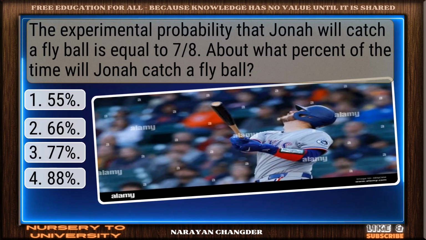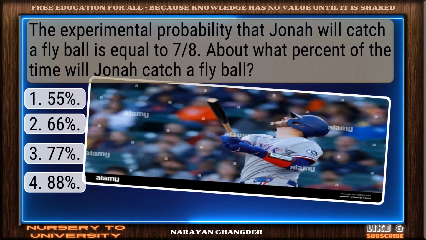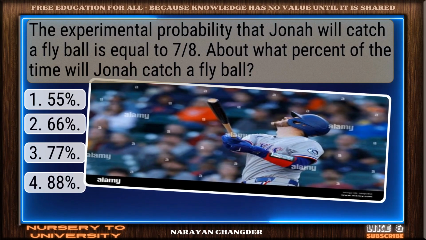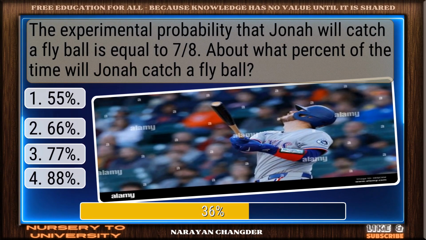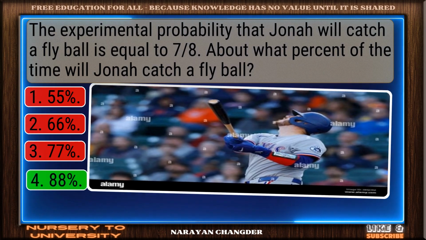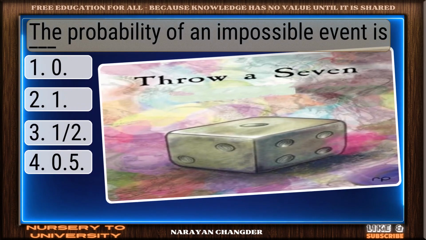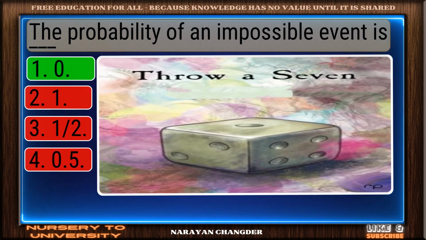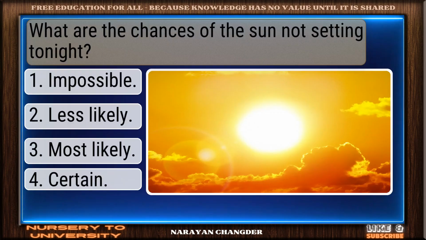The experimental probability that Jonah will catch a fly ball is equal to 7/8. About what percent of the time will Jonah catch a fly ball? Excellent choice. 88% is right. The probability of an impossible event is dash. Right again. Zero is valid.